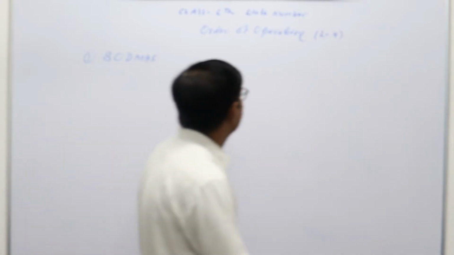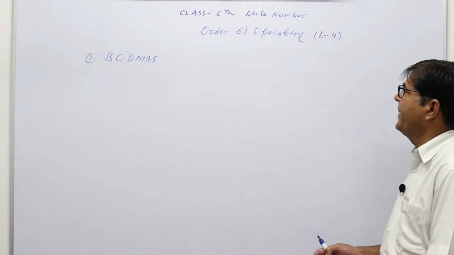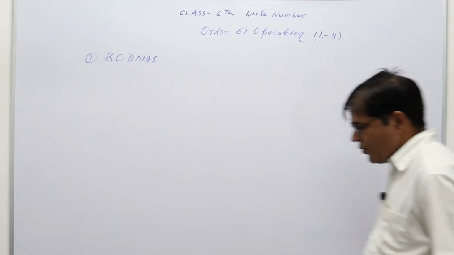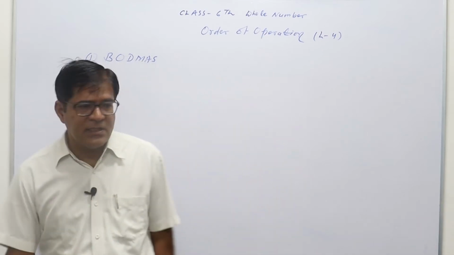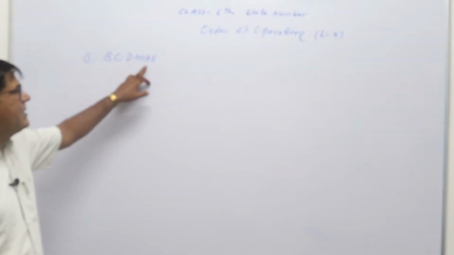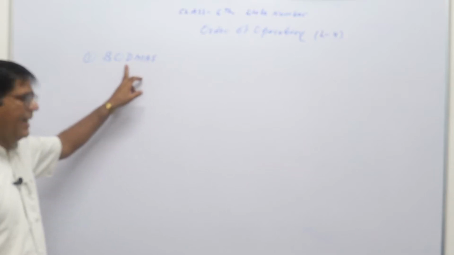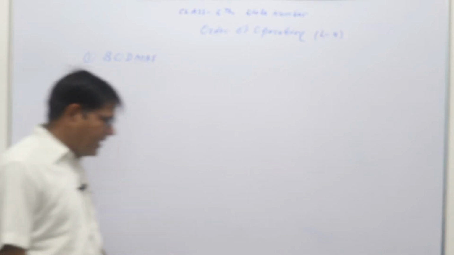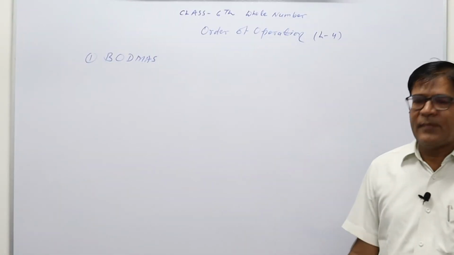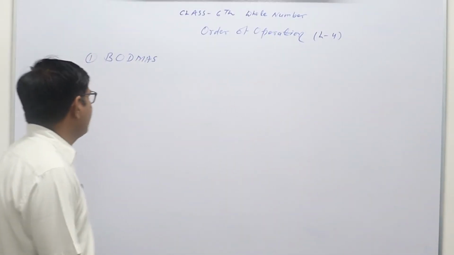Good morning students, class 6th, second chapter Whole Numbers, and today in this video we will discuss the order of operations. So what are the basic operations? There are 4 basic operations. First one is addition, then we learn multiplication, then subtraction, and then division. And sometimes some expressions involve brackets. Then how will we solve this type of expression?